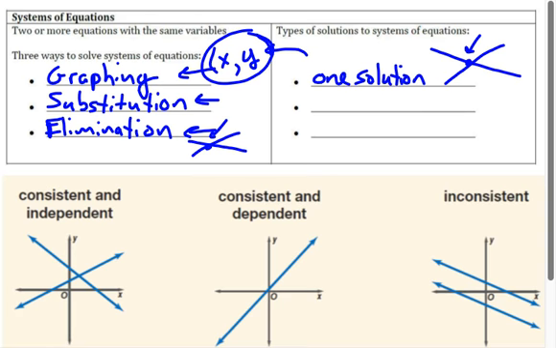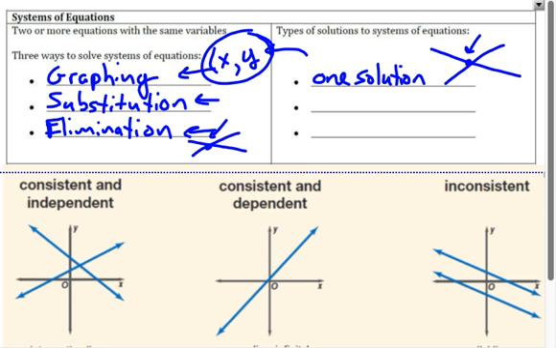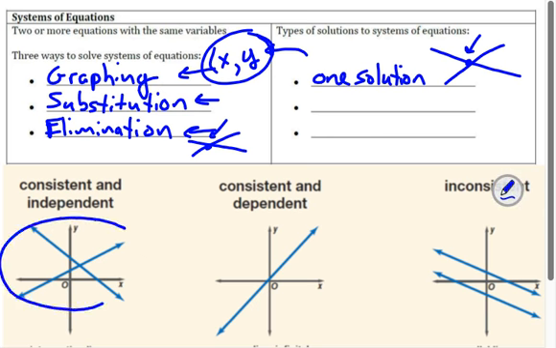Down here there are examples of the three different types, and the one with one solution is this problem right here. You can see these two lines are two different lines and they intersect at one point. That's an x, y coordinate ordered pair solution. There's also no solution.